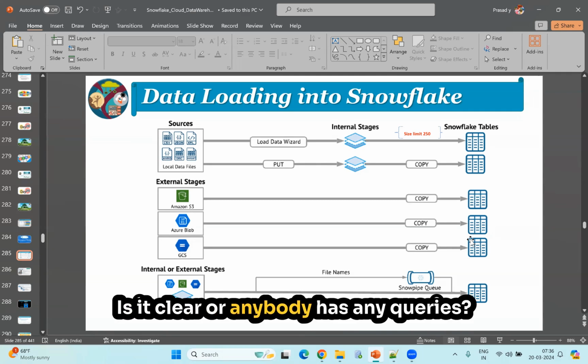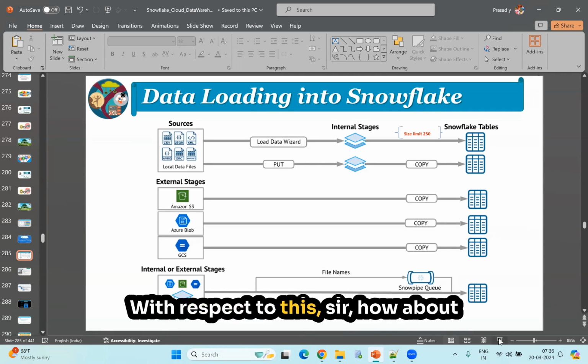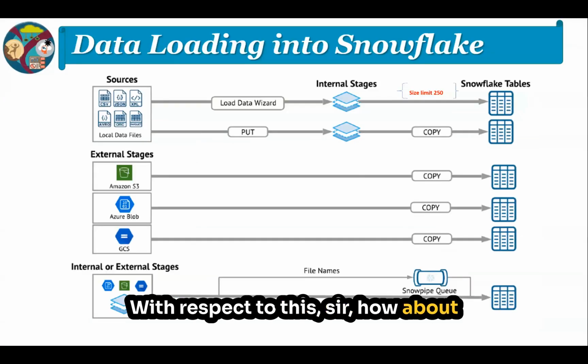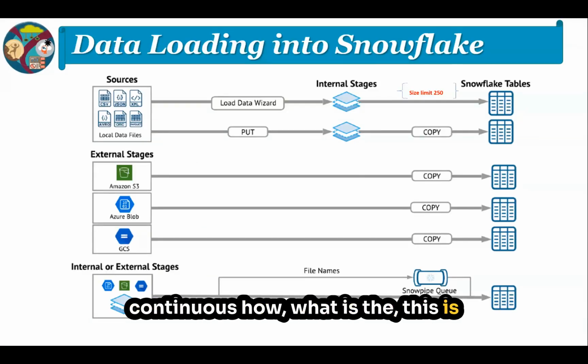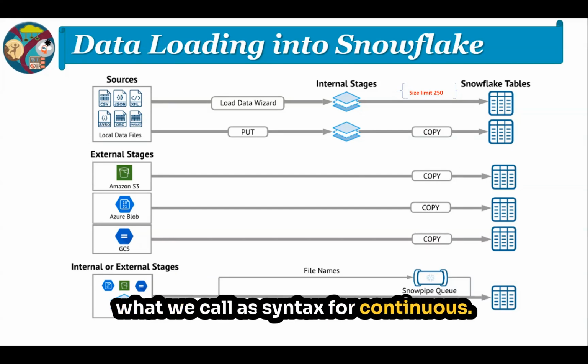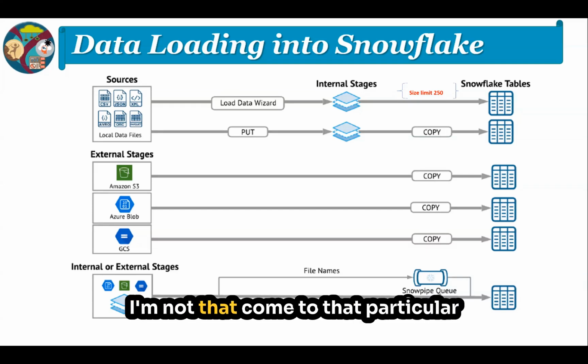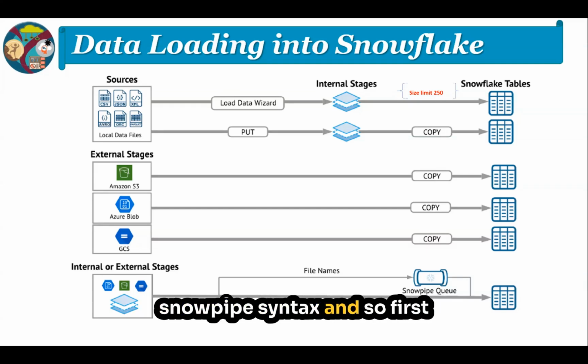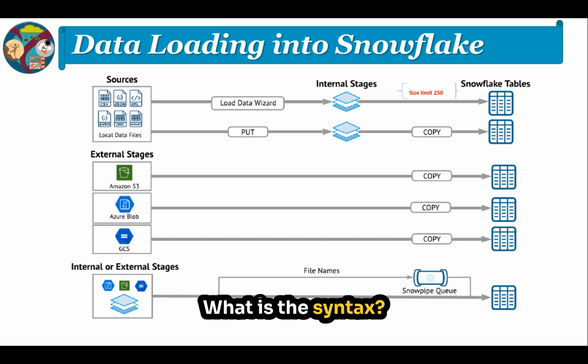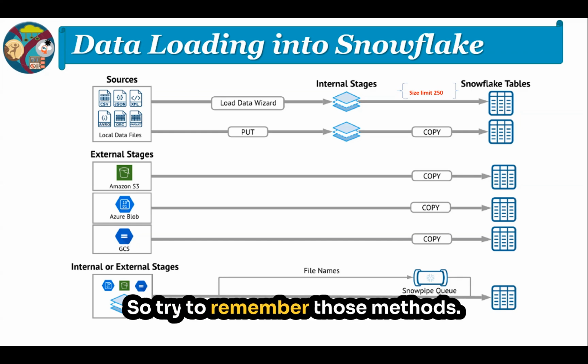Is it clear, or does anybody have any queries with respect to this? Sir, what is the syntax for continuous? See, I'm talking about methods. I have not yet come to the Snowpipe syntax and all. First understand what the methods are. When we discuss that particular component, we will see a detailed demo of the syntax and how we are going to use Snowpipe. Here we are going to discuss the methods, so try to remember those methods.